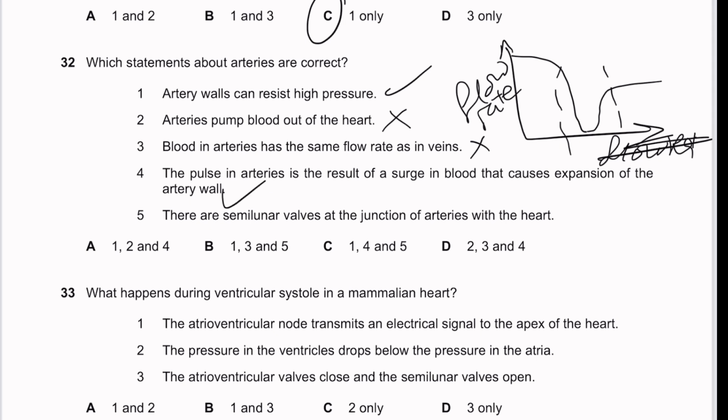Semilunar valves at junctions of arteries in the heart, no, that is wrong, because the semilunar valves are only present in junctions and veins. However, the only semilunar valves available in arteries are the ones between the heart and the arteries. So the answer is 1 and 4. And what else? Well, with the hearts. Oh yes, that is correct. 1, 4, and 5. The answer is C. Actually, this is correct because it's at junctions with the heart, not within the arteries.